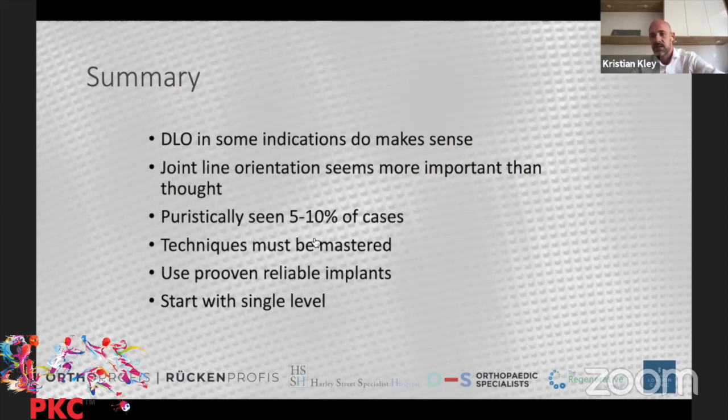So as a summary, in some cases, double level osteotomy makes sense. And in some cases it's even the only option you have. Heuristically seen, it's up to 10% of the cases. Of course, you need to master the technique. So I strongly recommend you to start off with a tibial osteotomy, then you go for the femur. And once you master them both, you make double level osteotomies.